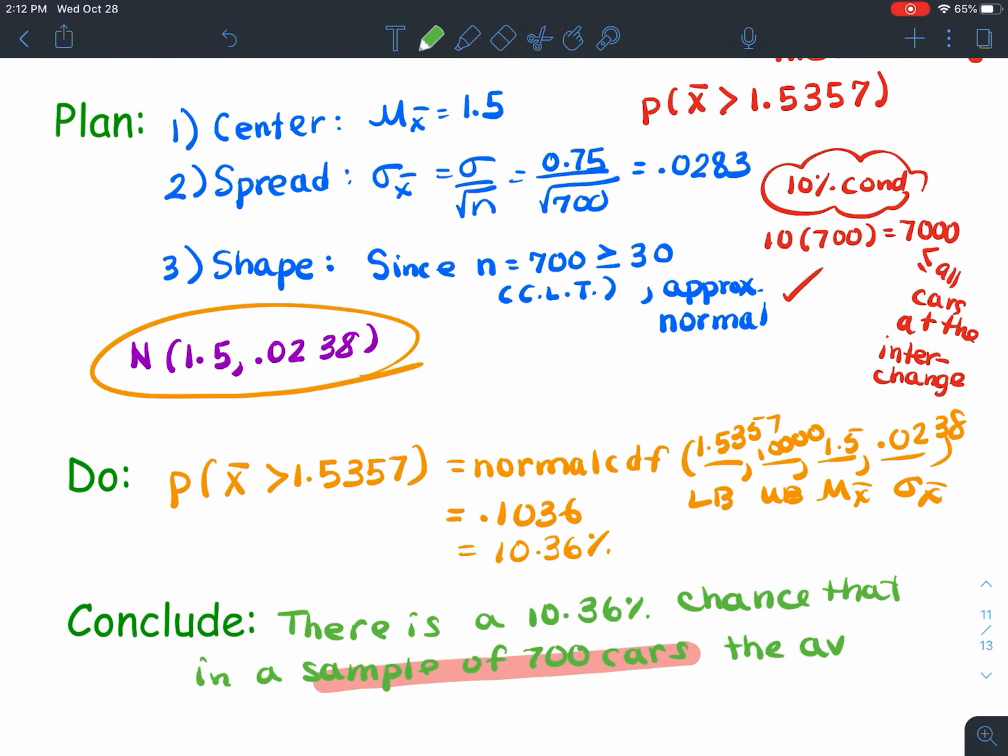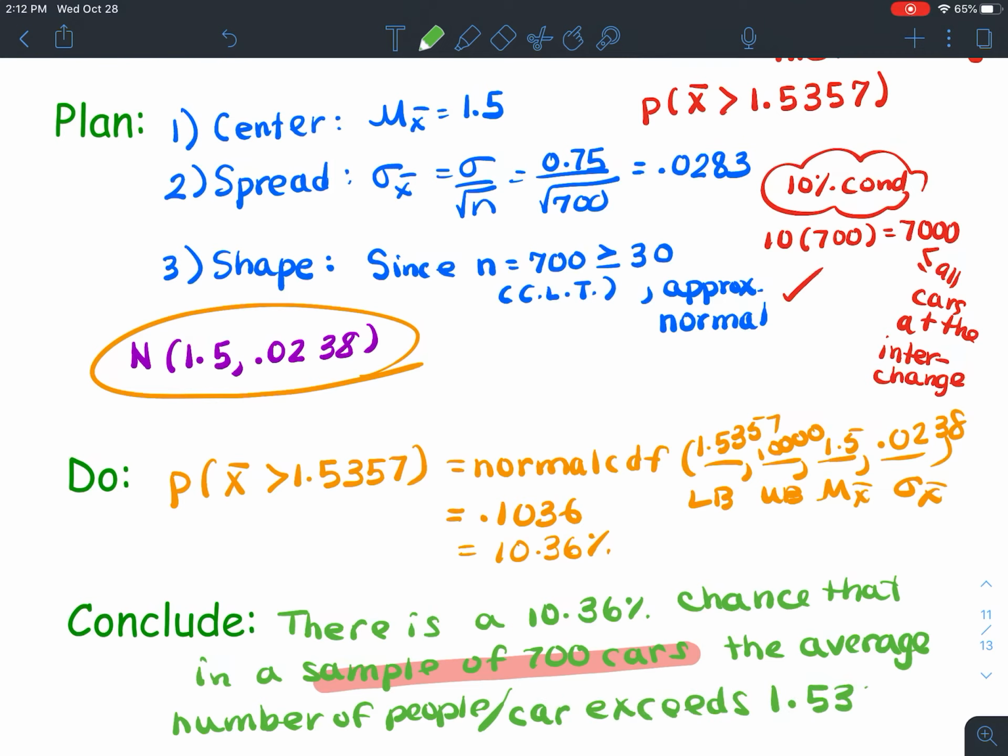The average, that's another important word here, the average number of people per car exceeds 1.5357. Okay, so a few important phrases here. We're talking about having a 10.36% chance that in a sample of 700 cars, the average number of people per car would exceed the 1.5357 there.